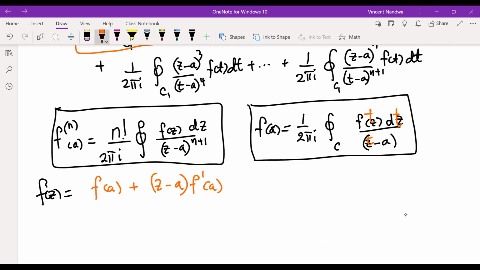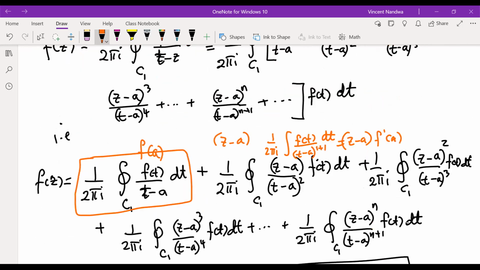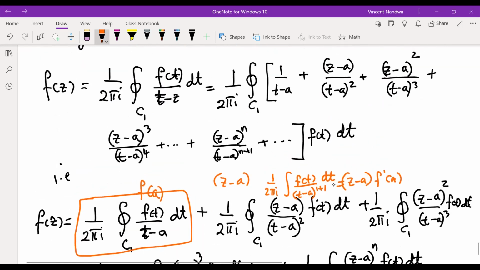And then next here, I have this one as I factor out (z minus a) squared.